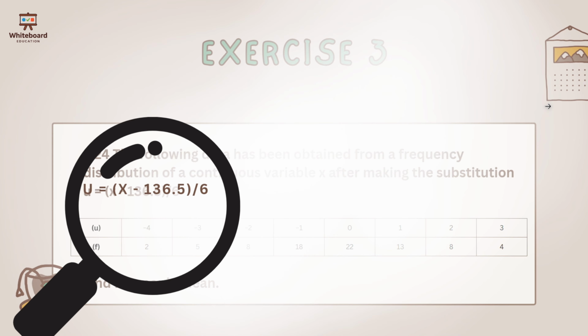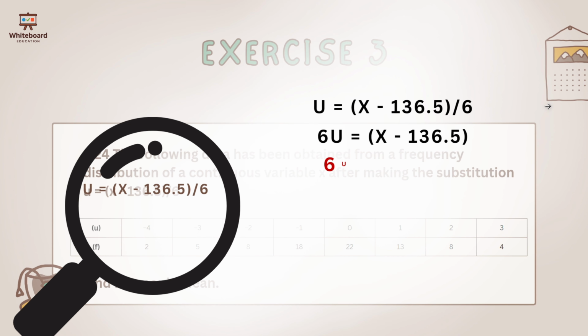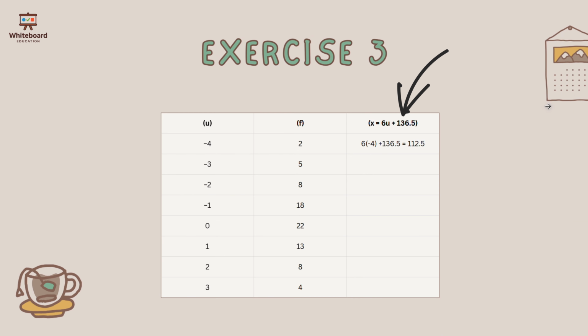So, we need to derive the equation of midpoint from this. For that, we cross-multiply the two sides. And so 6 multiplies u, which is equal to x minus 136.5. Then we take the minus 136.5 to the other side, and thus the equation becomes 6u plus 136.5, which equals x, the midpoint. So here we had the equation for finding the midpoint.